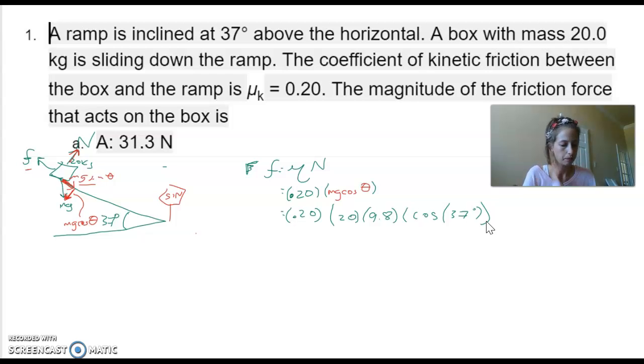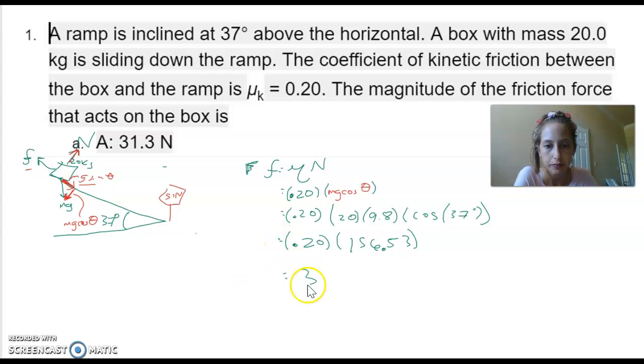times 20. If you just did mg cosine theta, you should have got 156.53. Take that times 0.2, and I got 31.3. Hey, that's the right answer. Yeah, that's how you do that.